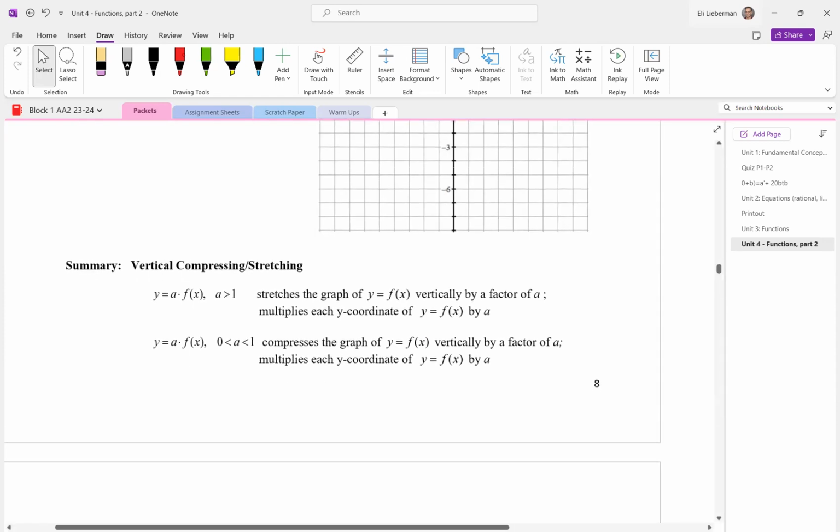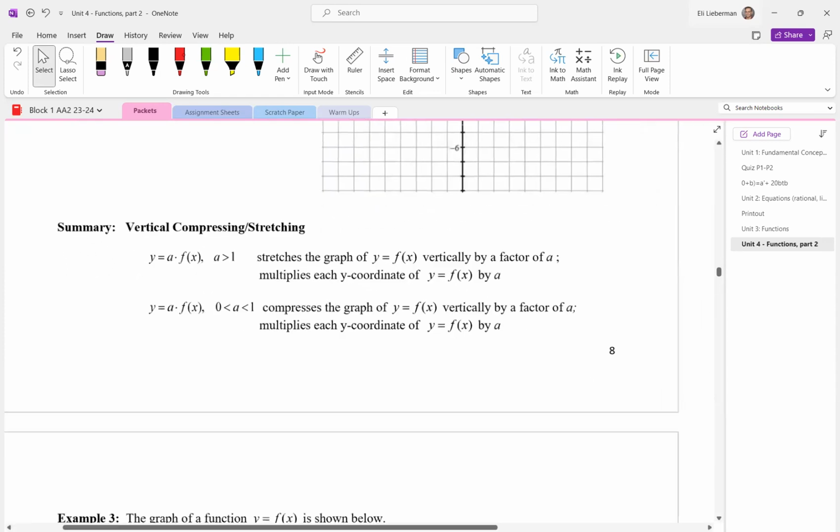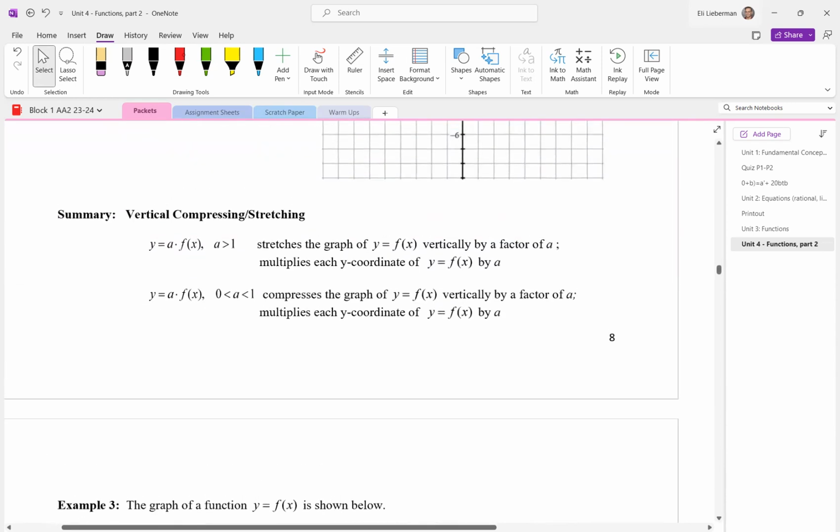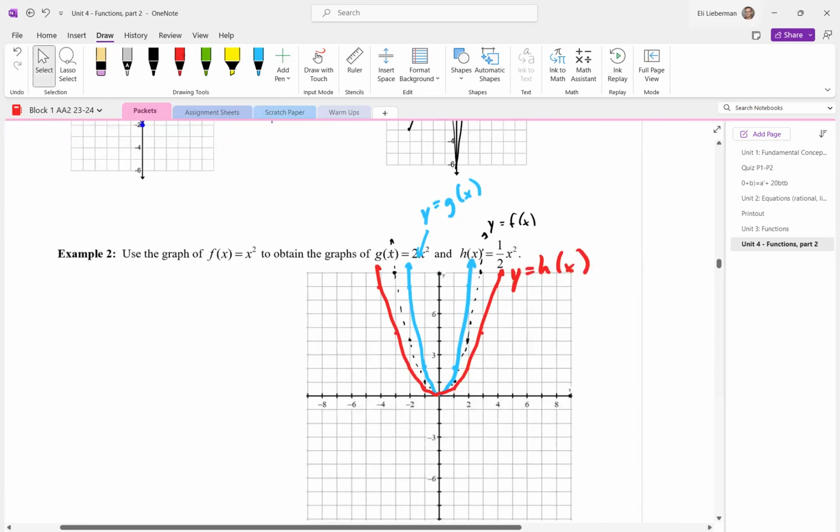Nice. Okay, so I'll leave it there. Would you label... here I labeled this stuff. Sure. You're good?